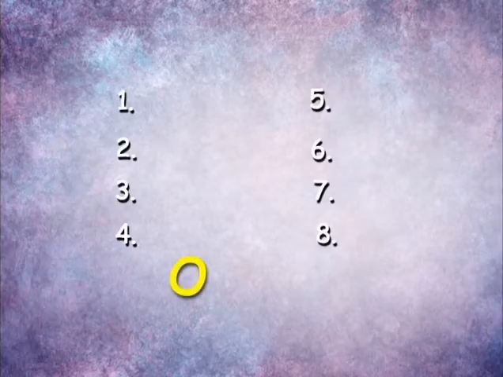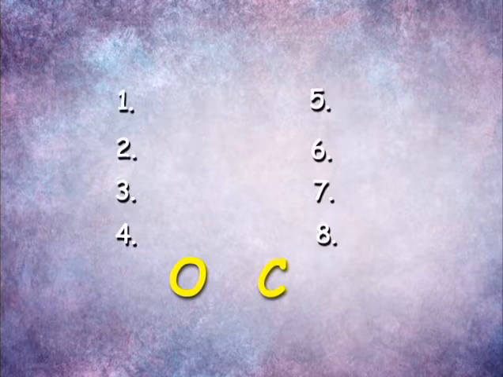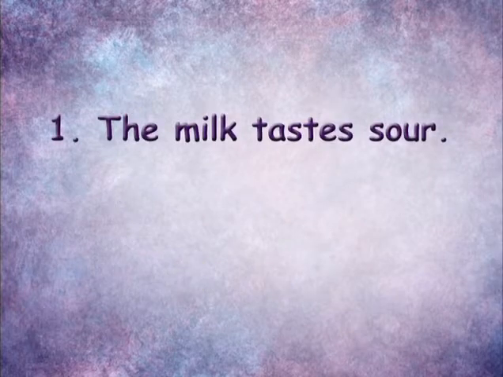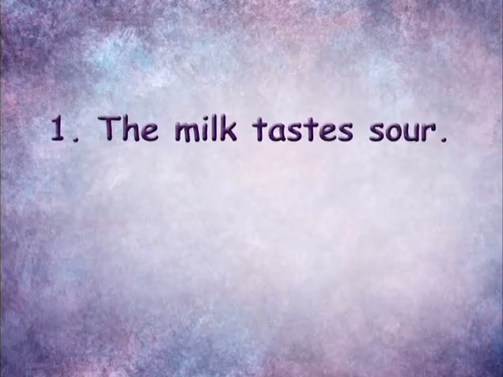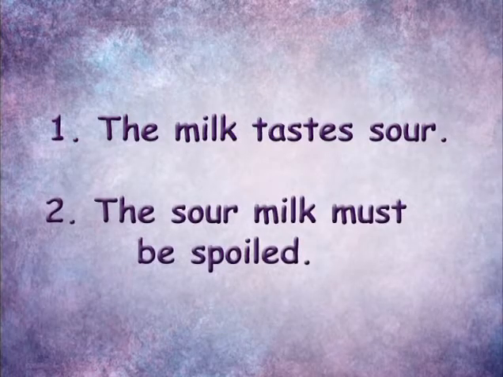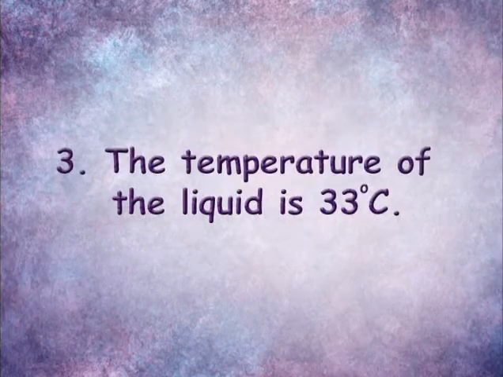Here's a chance for you to check your understanding of observations and conclusions. Number your paper from 1 to 8. As you hear each statement, write an O if you think the statement is an observation, and a C if you think it's a conclusion. Here goes. Number 1, this milk tastes sour. Number 2, the sour milk must be spoiled. Number 3, the temperature of the liquid is 33 degrees Celsius.